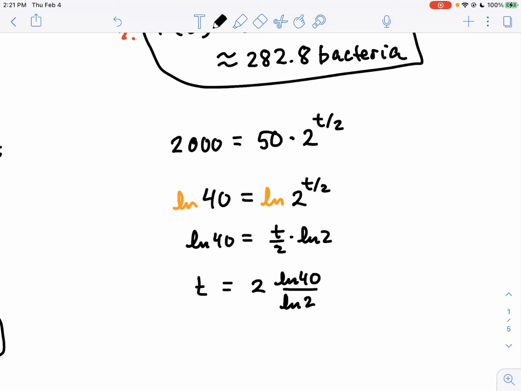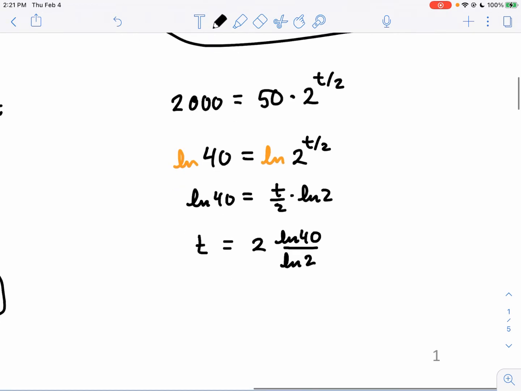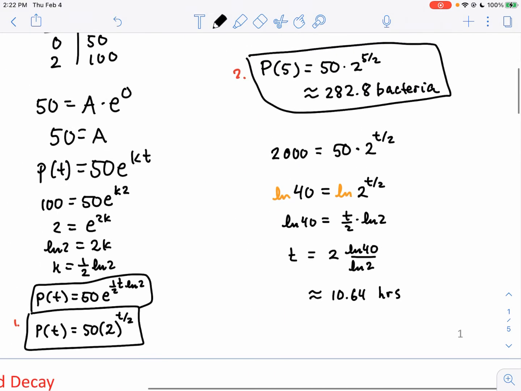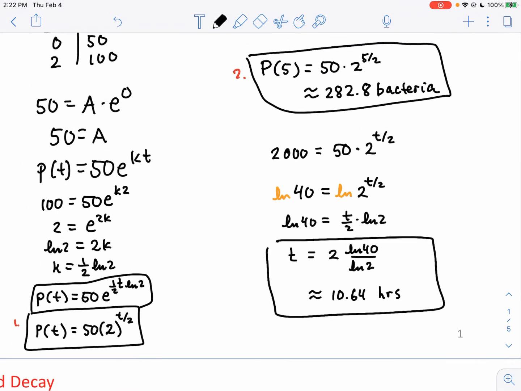And I'm going to reach for a calculator and type this in. 2 times natural log of 40 over natural log of 2 is approximately 10.64. We'll just stop there. 10.64, and this was measured in hours. And that is how long it takes for the population of bacteria to get to 2,000, given this model.